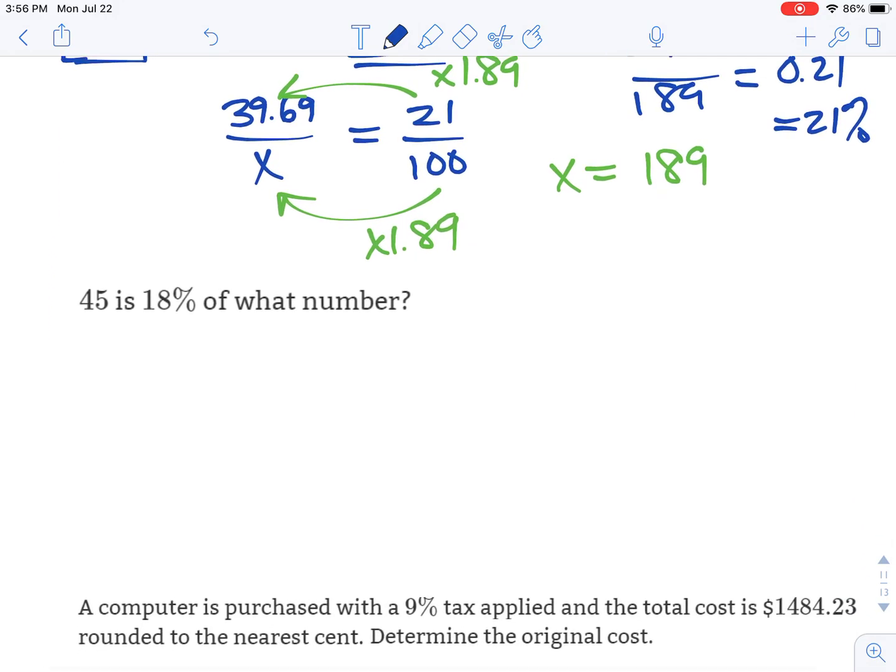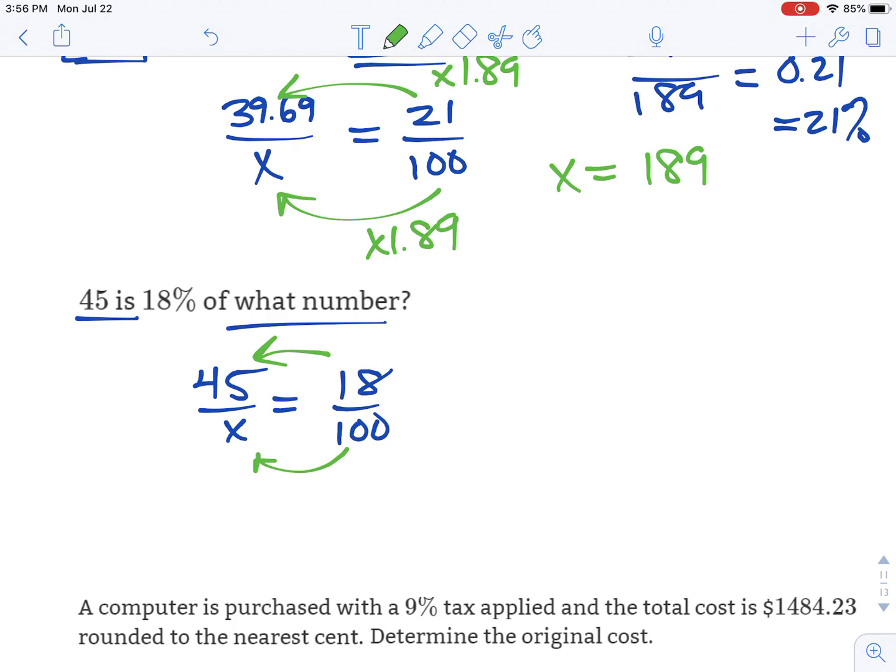For the next one here, it's very similar. 45 is, so that's the part of what we don't know. So 45 out of x is 18 out of 100 for 18%. Again, we're going to look for a scale factor that points us to x. So we do 45 divided by 18 to get our scale factor, which is 2.5. So we do 100 times 2.5, and that gives us our answer, which is 250.